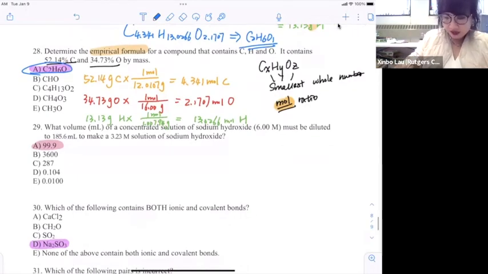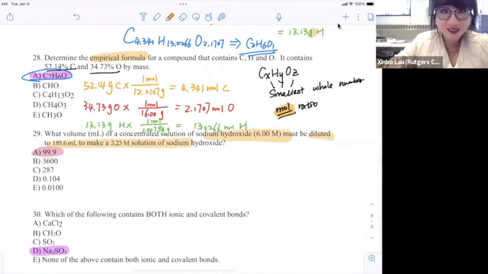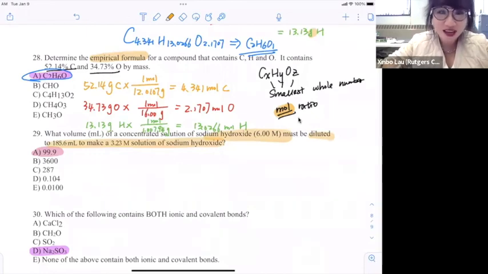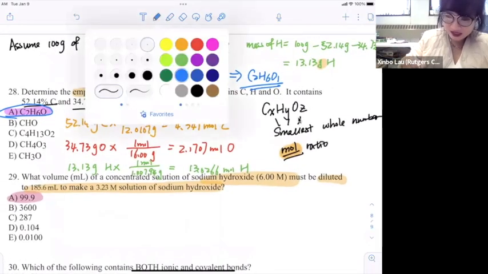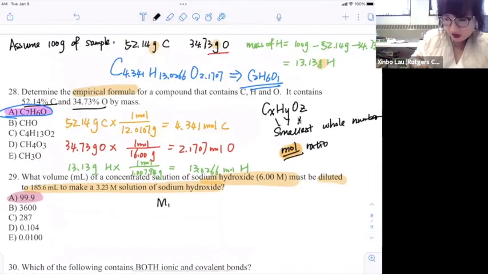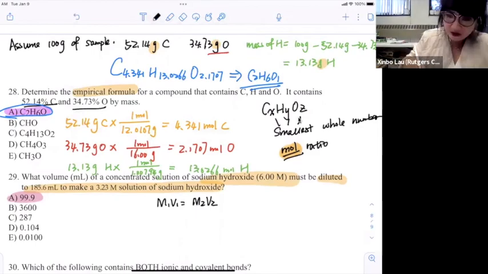The next question is asking us, what volume of a concentrated solution of sodium hydroxide must be diluted to make this solution? That sounds pretty easy, right? Because that's simply a dilution problem. If it's a dilution problem, how can we solve it? We can simply use M1V1 equals M2V2, as long as you plug the information in correctly. Now let's see what information I mean.